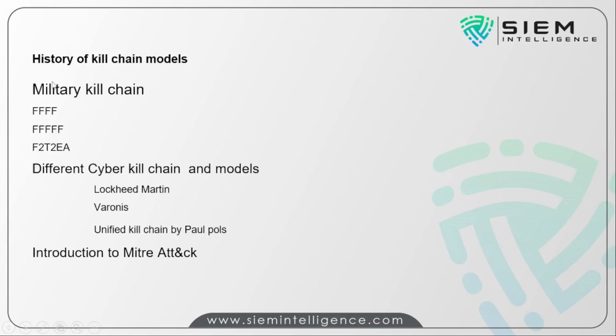See, these are the military kill chains. If you talk about the military kill chain, there is F3EA, that is find, fix, finish, and you can say fight and finish. And there is a proposed F2T2EA, that is find, fix, fire, finish, and finally you have to give feedback, okay.